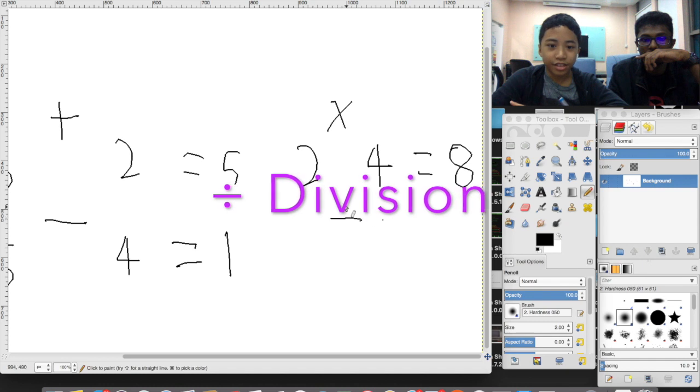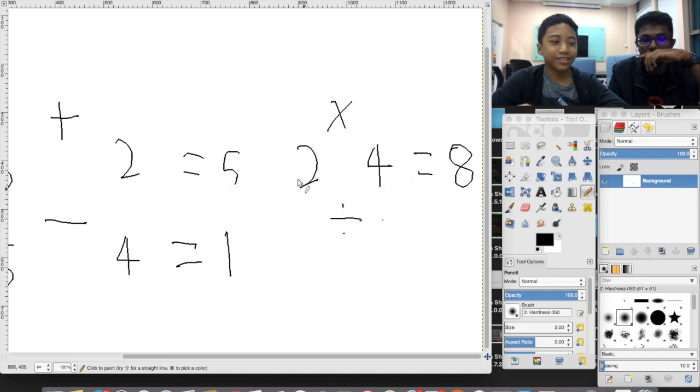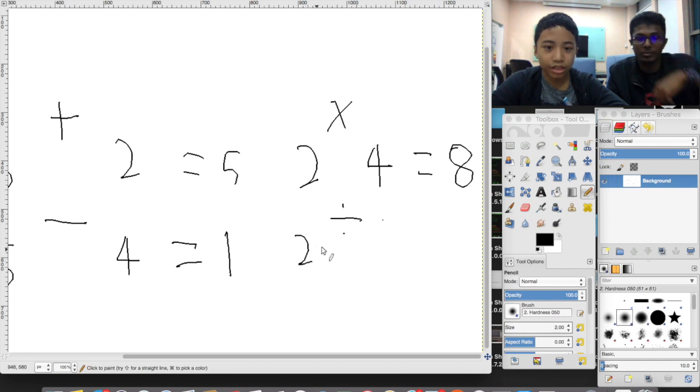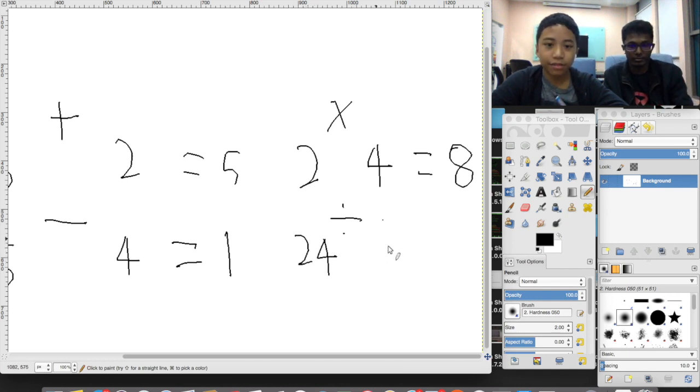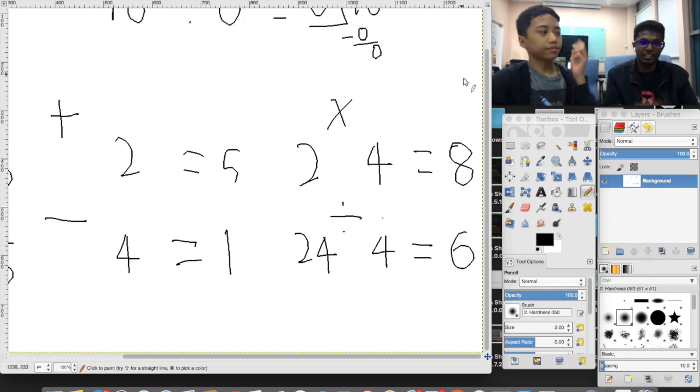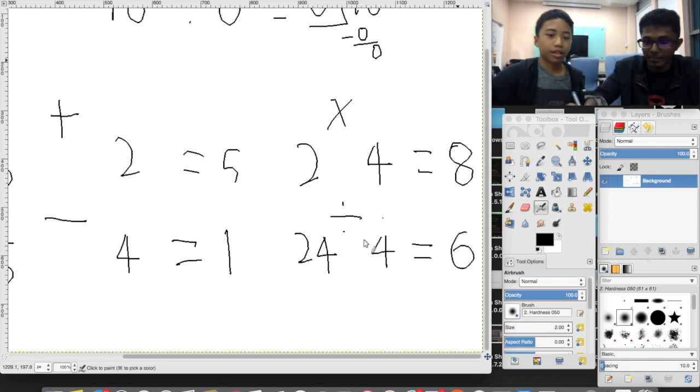So for division, Master Ugen has taught us that we need to know, for example, 24 divided by 4, how many times 4 has to be subtracted from 24 to get to 0. Yeah, that one is really important. Okay, so it's like this. Let me try to explain.